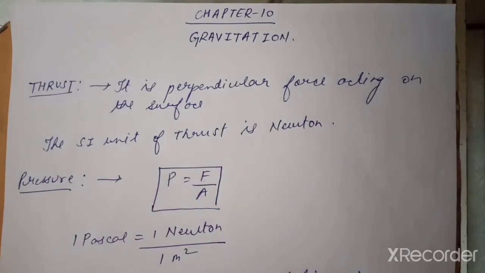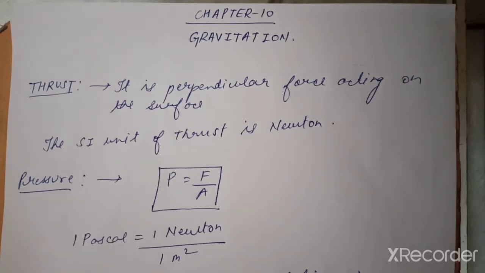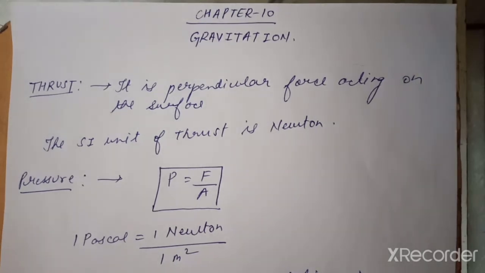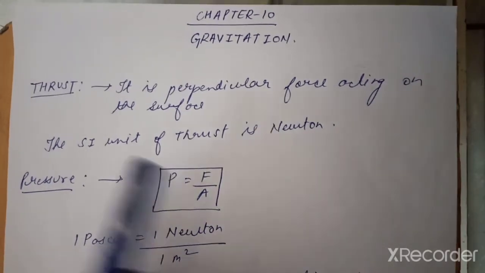Previously, we have done the topic the weight on the moon. It is 1 by 6 of the earth. Today, we are studying the next topic, that is what is the meaning of thrust, what is the meaning of pressure, what are the various applications of the pressure in everyday life, and a topic which is upthrust or the buoyant force.